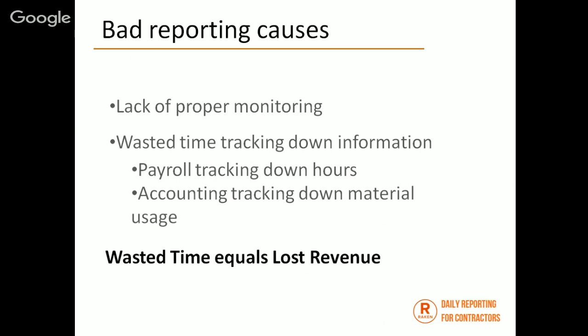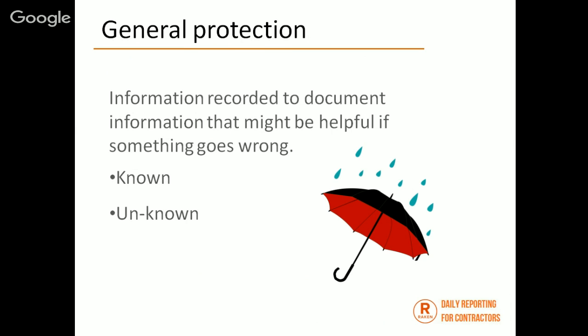So the last part of this type of information I call the general protection. And this is the CYA stuff. This is the stuff we all talk about, the stuff that could go wrong, that might go wrong, and we want to have some information to protect us if it does. And I look at this as two different things, right?